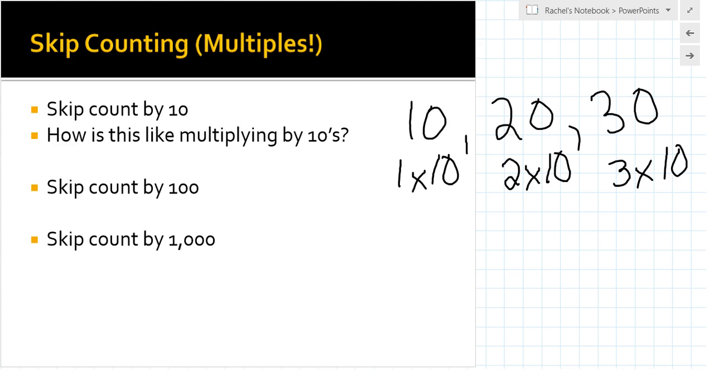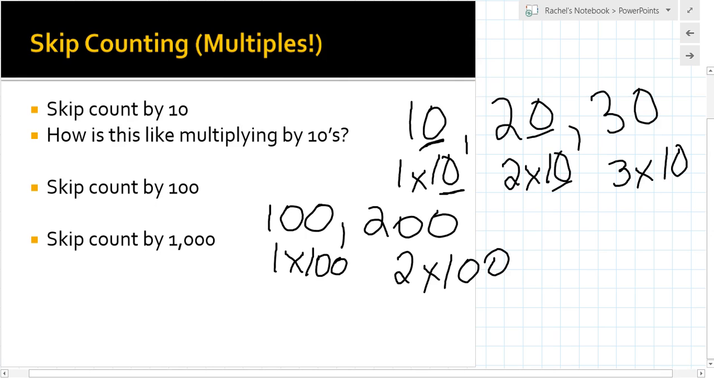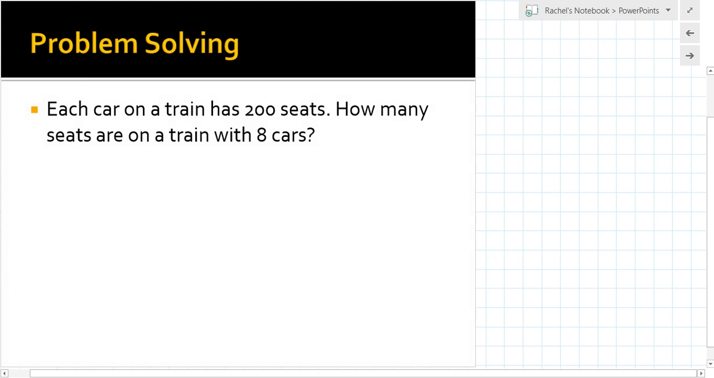So today they're looking at patterns where they realize that 1 times 10 is like 1 times 1, and we have a 0 at the end. 2 times 10 is 20. We're looking at the patterns with zeros. Skip counting by 100 is the same thing, except now if we're skip counting 100, 200, we have 1 times 100, 2 times 100, and we're looking at the zeros. Same thing with thousands. So that will help them with solving problems today and looking for strategies.